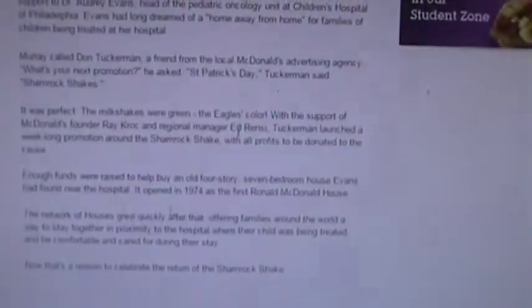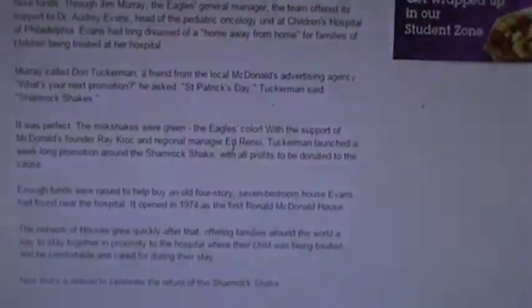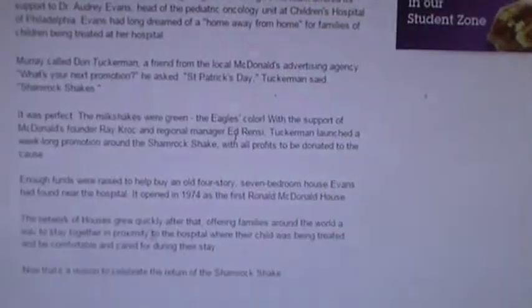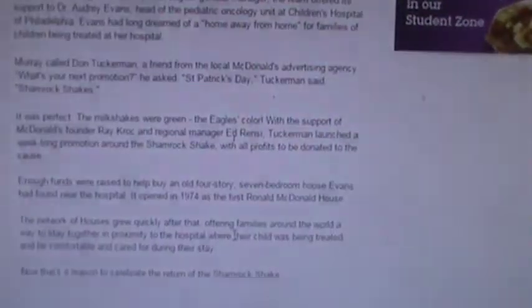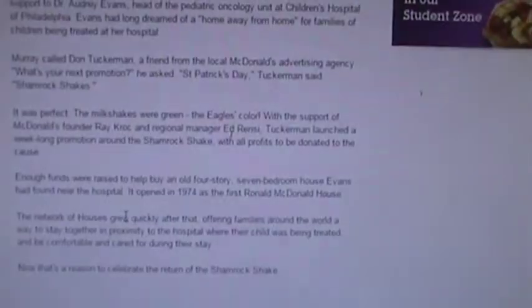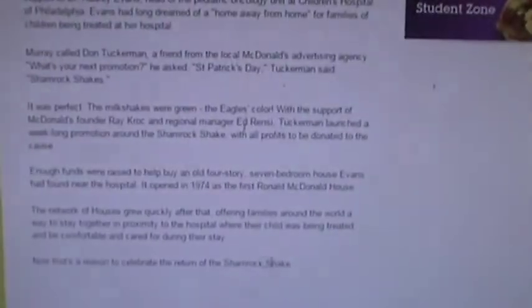The network of houses grew quickly, and then houses divides by 3 because the root of all housing divides by 3. Grew quickly after that, offering families around the world. Family equals McDonald, by the way, equals happy. Around the world, a way to stay together in proximity to the hospital where their child was being treated. And be comfortable and cared for during their stay. Now that's a reason to celebrate the return of the Shamrock Shake.